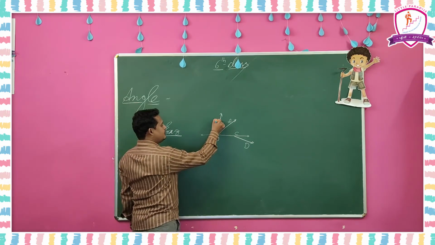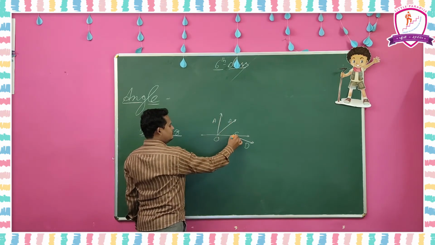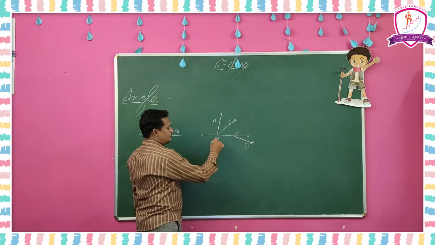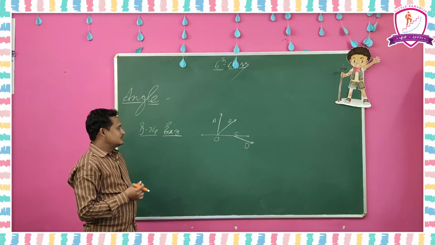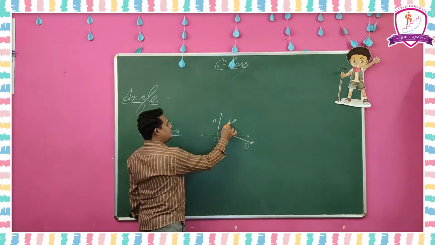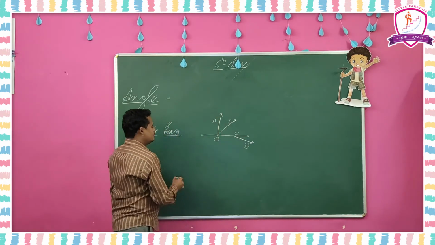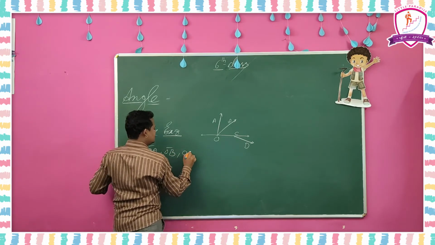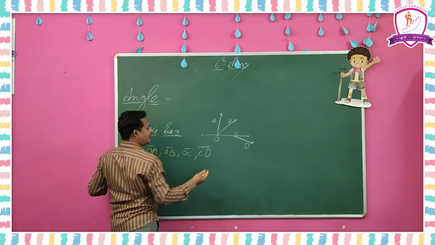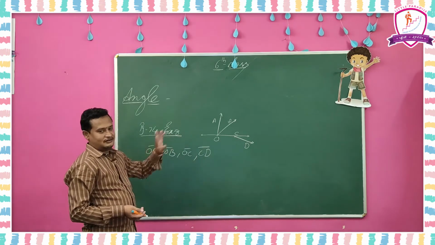So OA is one line segment, OB, OC, and CD. OD is not a line segment here. OA, OB, OC and CD are the four line segments in the given figure.